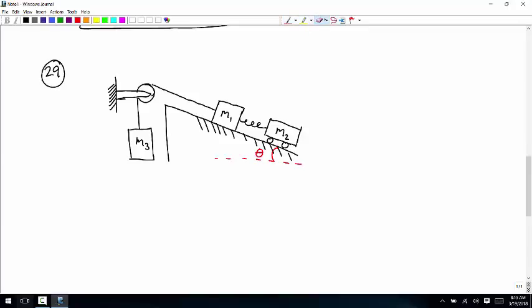Okay, who's ready? All right, well, I'm going to start out with a free body diagram of the hanging mass. And then I'm going to do a free body diagram of the individual ones. All right, well, let's start with the hanging mass. That's always a good place to start.